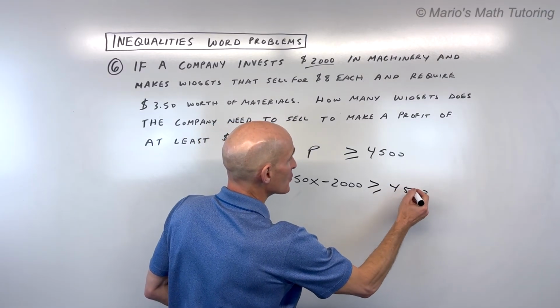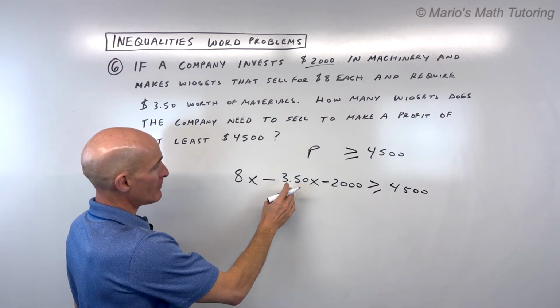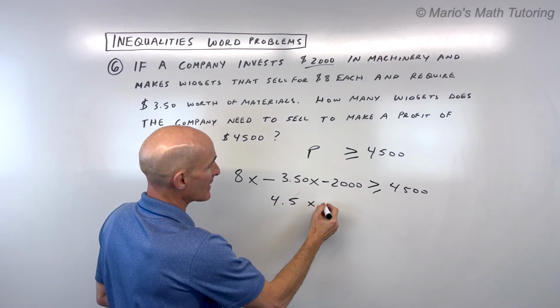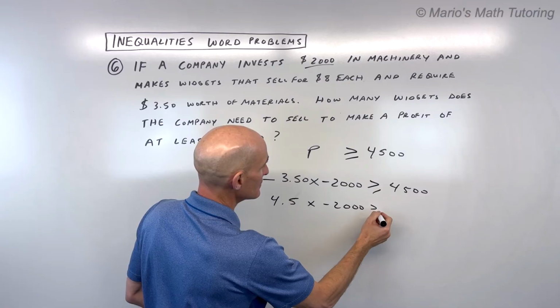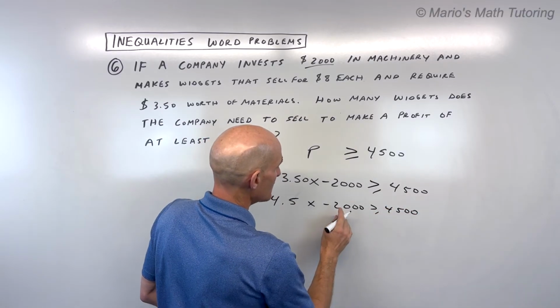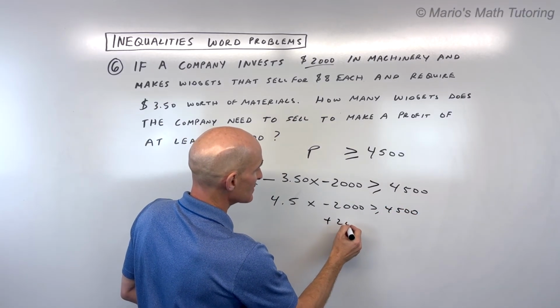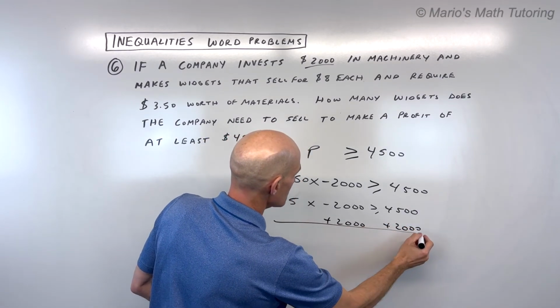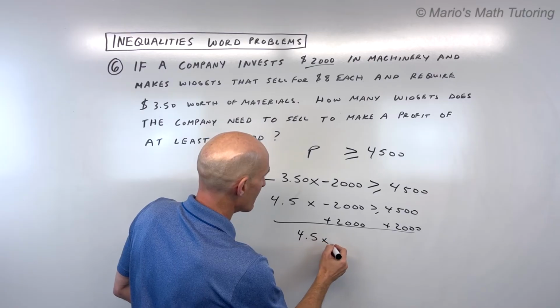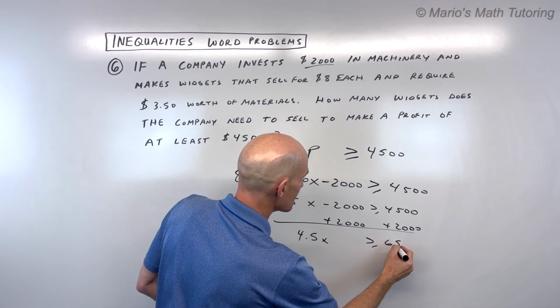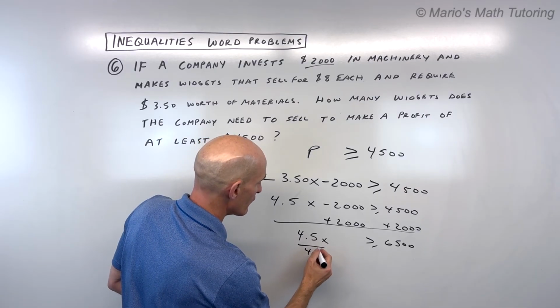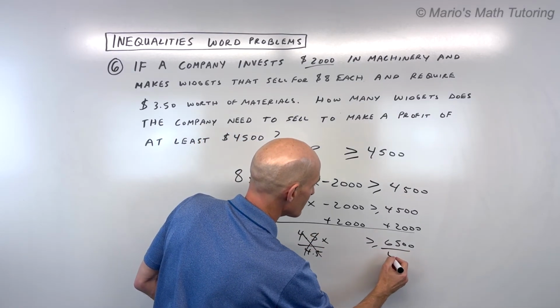Okay, so now let's go ahead and solve. So we've got 8 minus 3.5, which is 4.5x minus 2,000. Let's add the 2,000 to both sides to get the variables on one side, numbers on the other. So that gives us 4.5x is greater than or equal to 6,500. Solve for 1x by dividing by 4.5 to get x by itself.